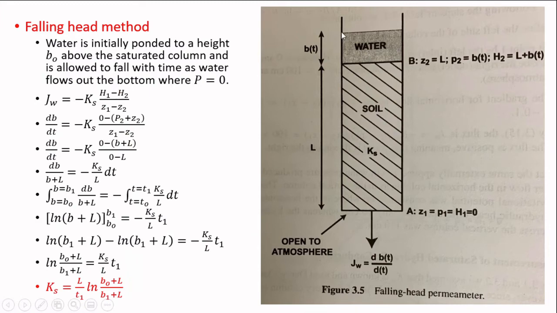The water is allowed to flow through the soil column, and when the water flows through, the water level will drop, so it becomes B1. After it has dropped, it becomes B1. The bottom here is exposed to the atmosphere, so the hydrostatic pressure head in meters is still 0.